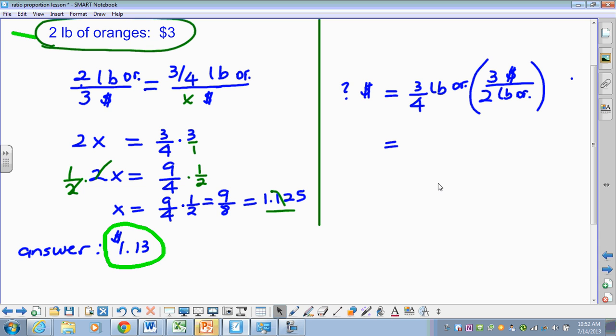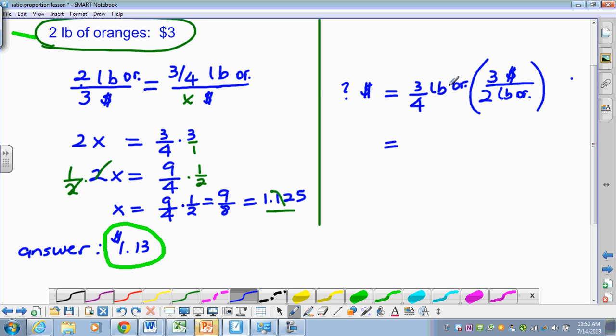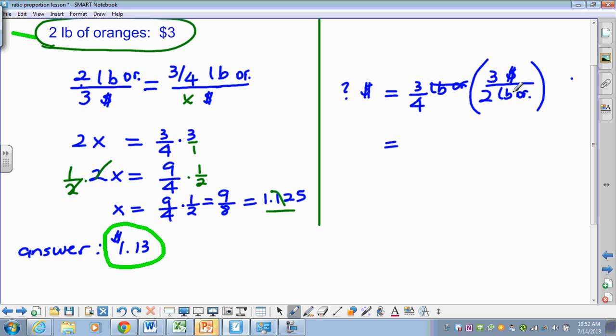So the answer will be: first cancel out the units. Pounds of oranges from the top cancel with pounds of oranges from the bottom. So we have 3 times 3 is 9, over 2 times 4 is 8, and the remaining units are dollars. So 9/8 dollars, in other words, roughly $1.13. So that will be the price of 3/4 of a pound of oranges based on the given information.